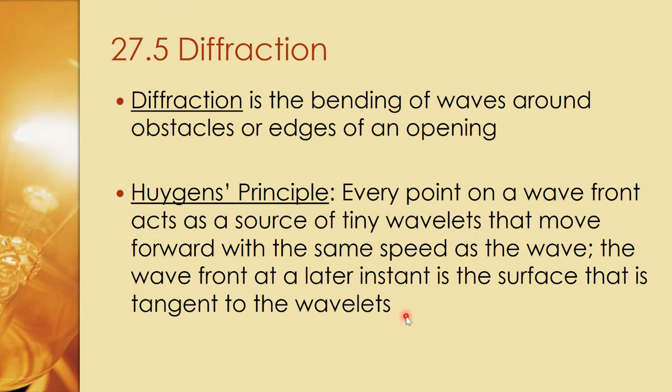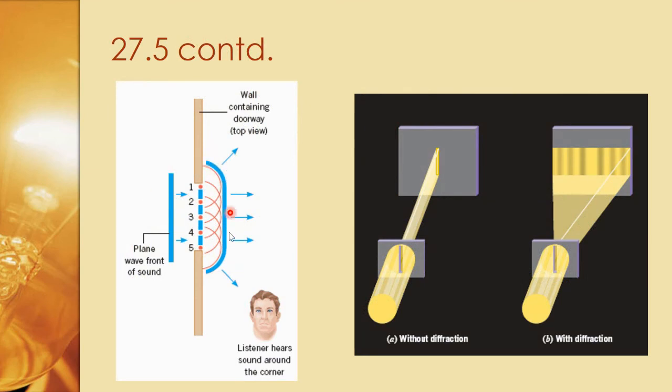Okay, so diffraction. Diffraction is the bending of waves around obstacles or edges of an opening. So if we're shining light through a slit, it is being diffracted. It's kind of bending around that opening and is able to light up an entire screen that's much wider than the slit itself. We have Huygens' principle, which says that every point on a wavefront acts as a source of tiny wavelets that move forward with the same speed, and the wavefront at a later instant is the surface that is tangent to the wavelets. So you can see that here.